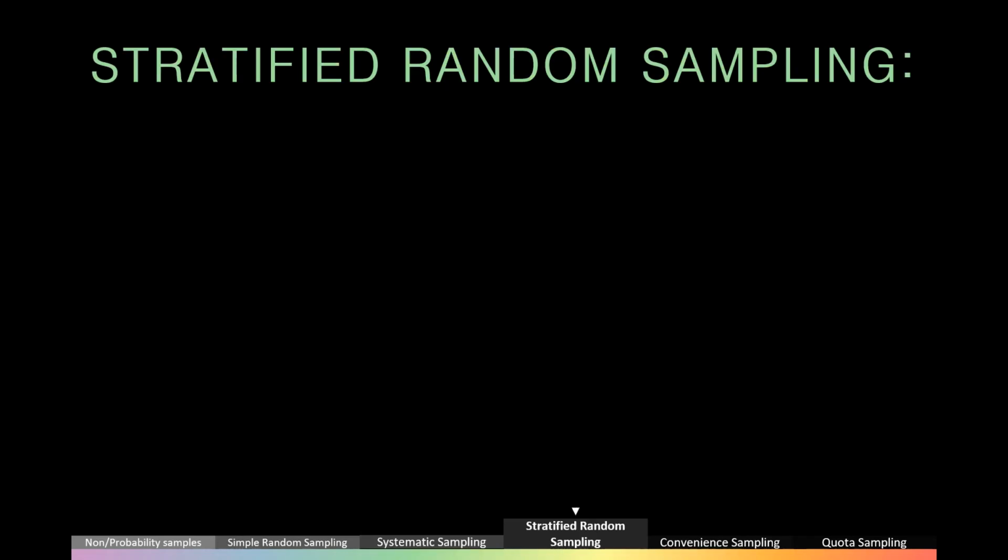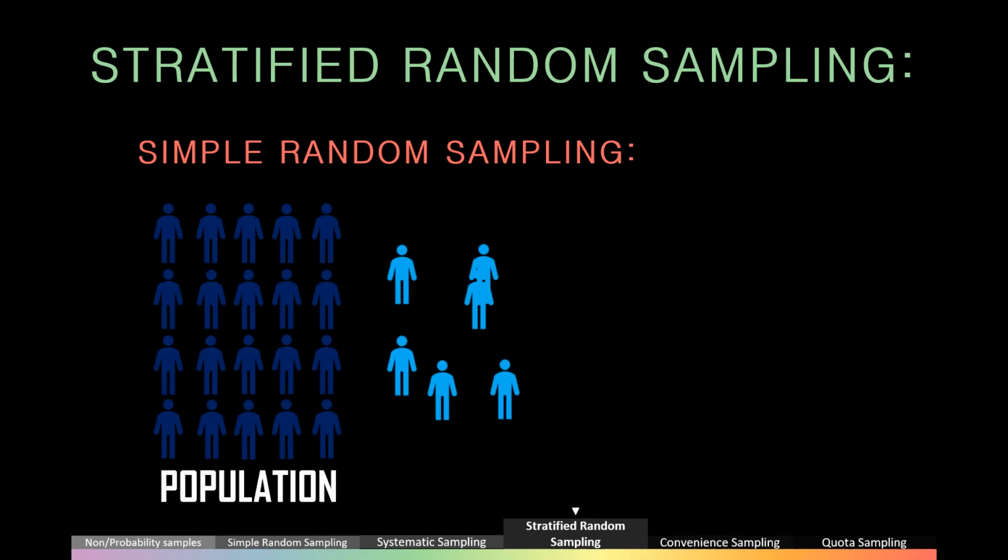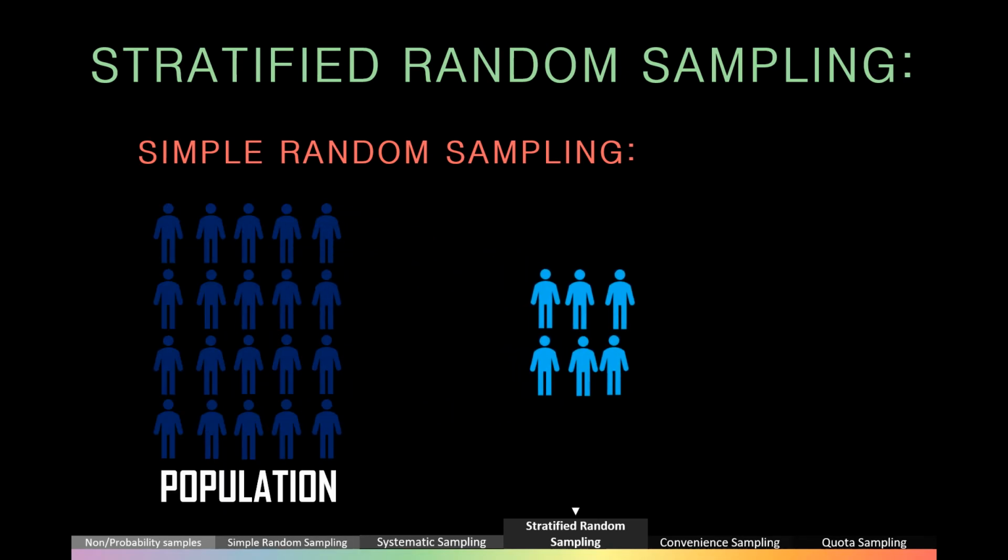The final probability sampling that we're going to look at is stratified random sampling. Stratified random sampling is actually based off of simple random sampling. Now remember, in simple random sampling, we had a population and we chose 6 people, either using the random digits table or maybe drawing out of a hat. Whatever the case was, we chose it according to the laws of chance.